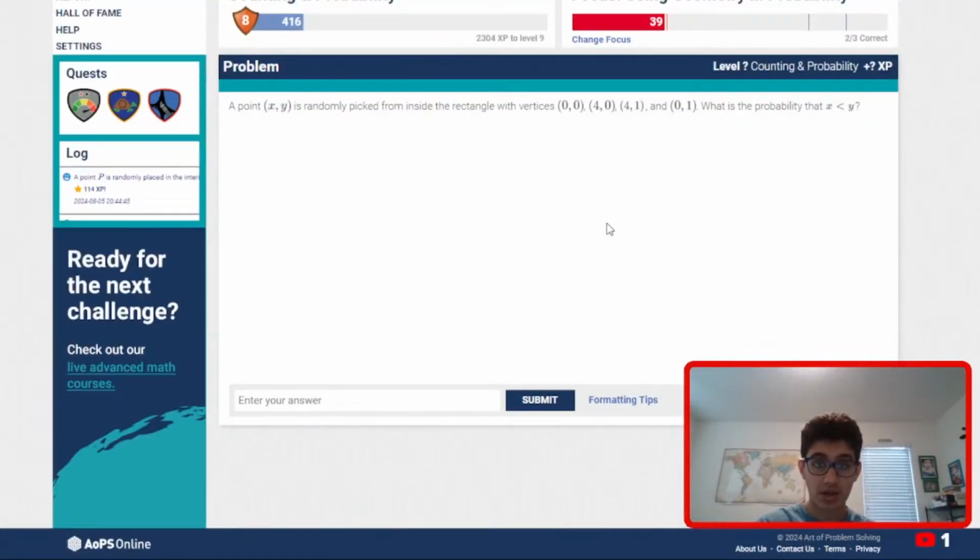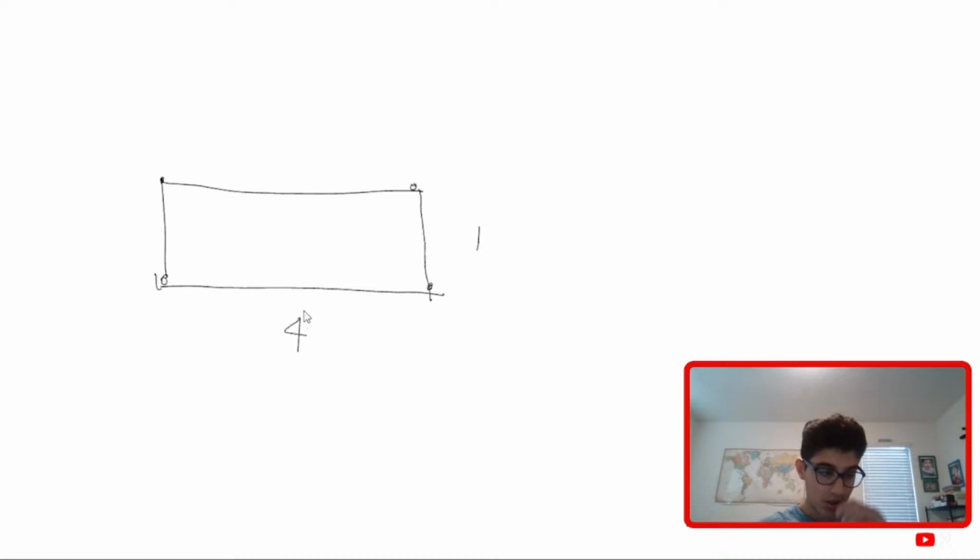So we're given a rectangle 0, 0, 4, 0, 4, 1, and then that. What is the probability that x is less than y? That's great. We can just draw it out, right? So 0 to 4 and then 1. This is 0 comma 4, 0 comma 1, 4 comma 1. This is our rectangle. This height is 1, this is 4. X is less than y.